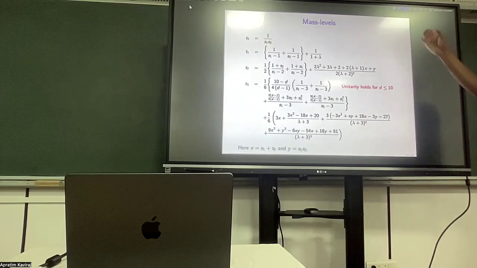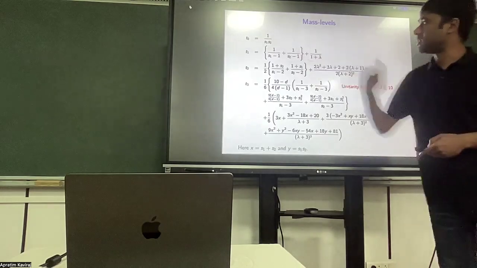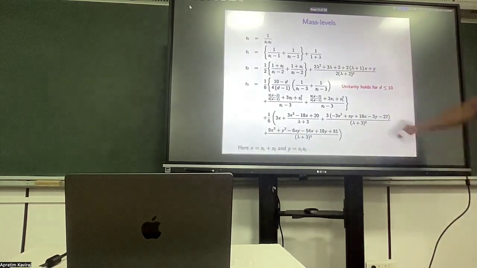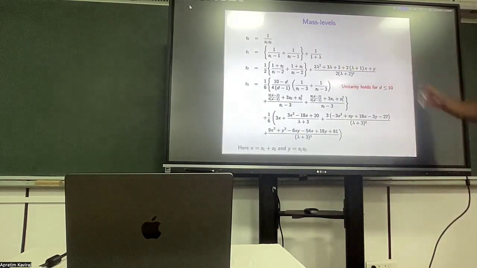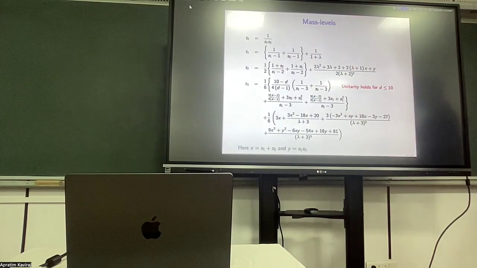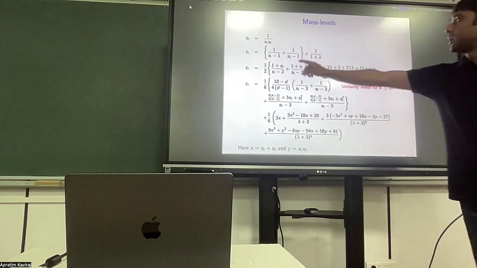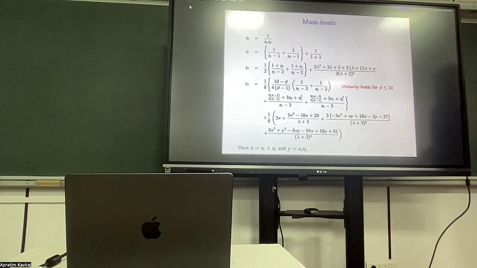So here are a few examples of the first three mass levels. This one is the massless pole, which is coming from setting n equal to 0. And these are the first, second, and third massive poles. The things in the curly bracket are the residues at the poles, and they contain information about what spins are being exchanged.